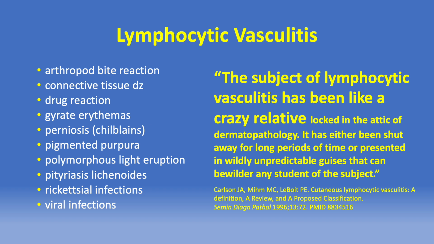The differential diagnosis is somewhat diverse, but at the same time somewhat distinctive. So in my mind, when I see lymphocytic vasculitis, various things come up, and the list is so diverse that certain entities can just outright be excluded depending on the clinical setting of the particular case. But perniosis is one to think about, pigmented purpura, polymorphous light eruption, pityriasis lichenoides, and interestingly, rickettsial and viral infections. And here's a reference for those interested in a deeper dive into this topic.